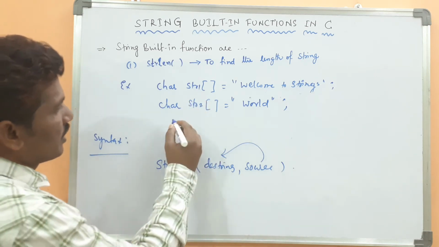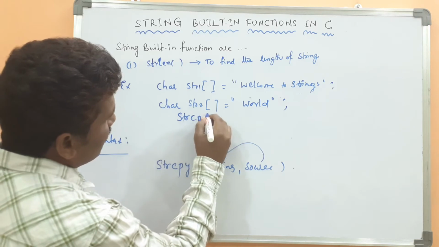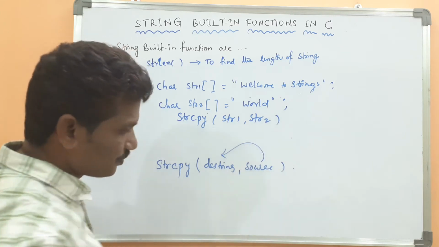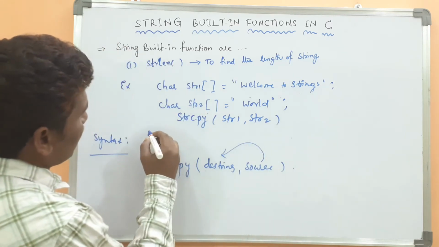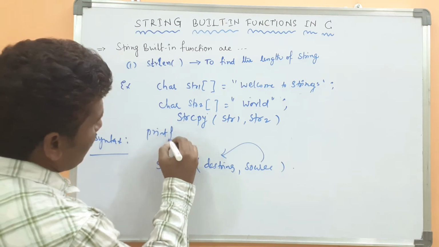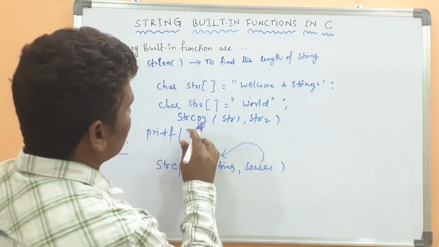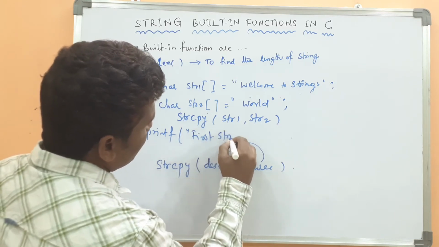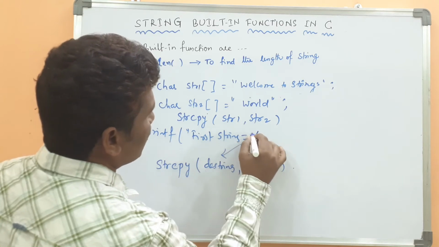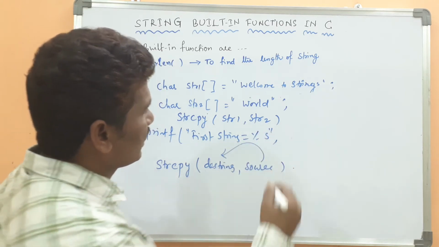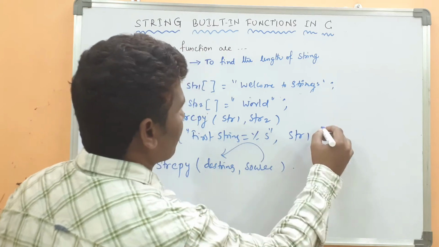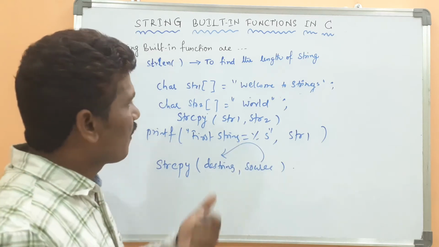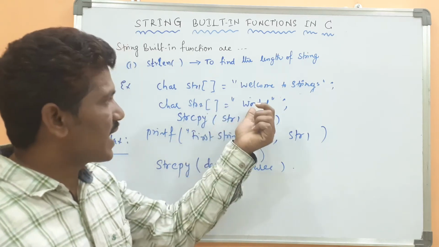How do you write the program for it? strcpy, I am writing directly here: str1 comma str2. Then if I display, printf, the first string equal to, look here, percentage s, then str1. Because str1 is initialized with "welcome to strings", and string 2 is initialized with "varchar".